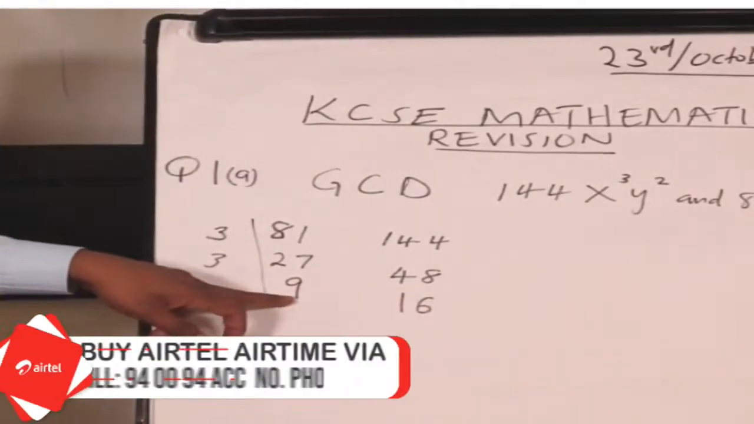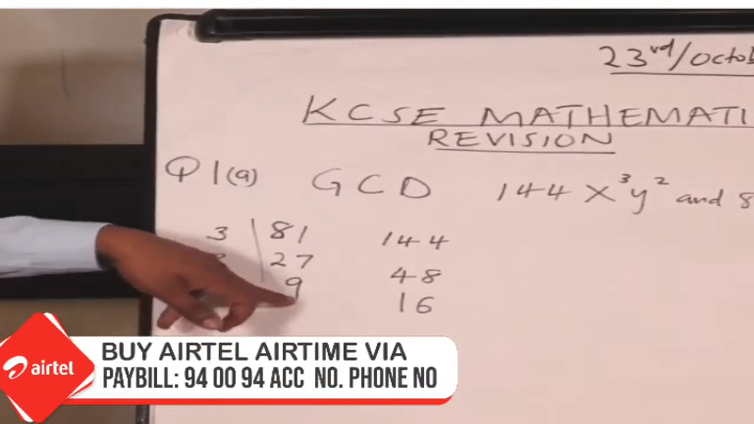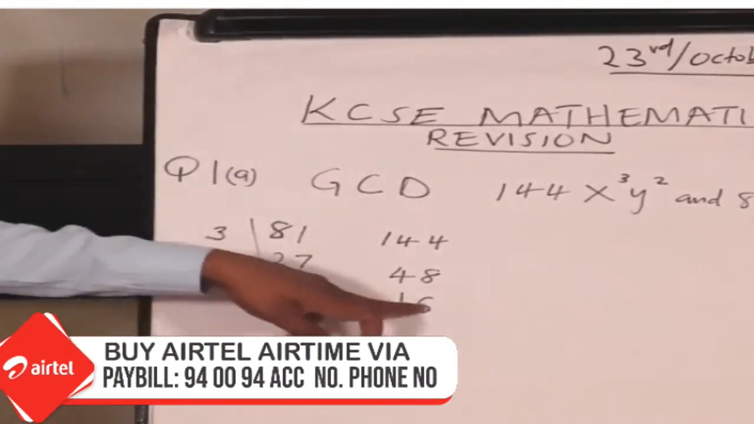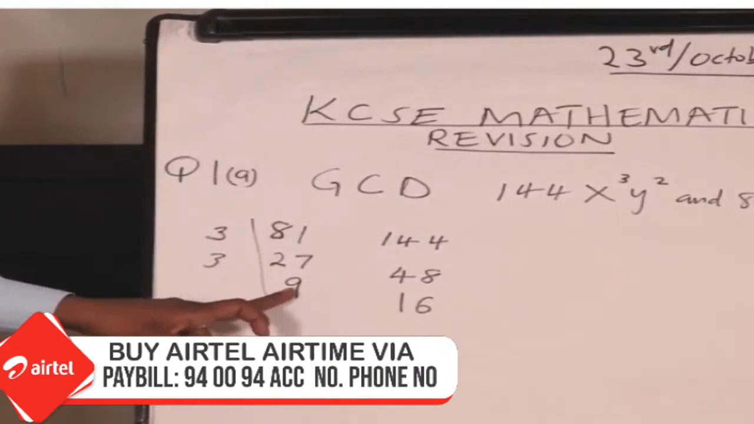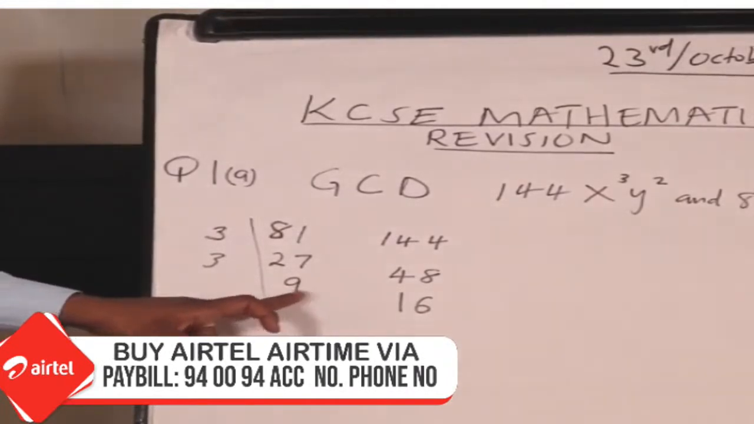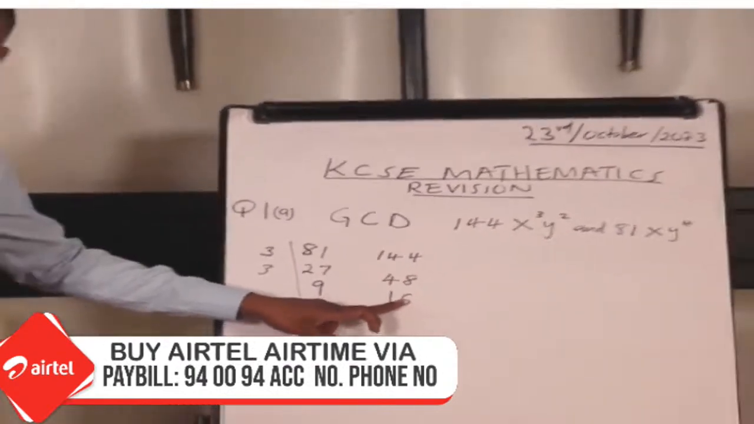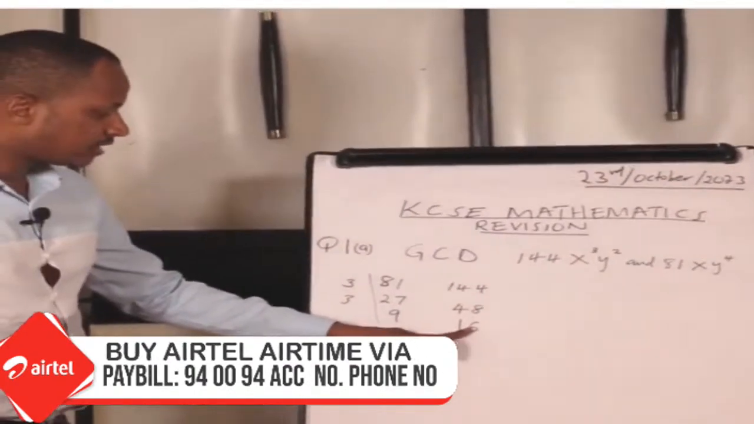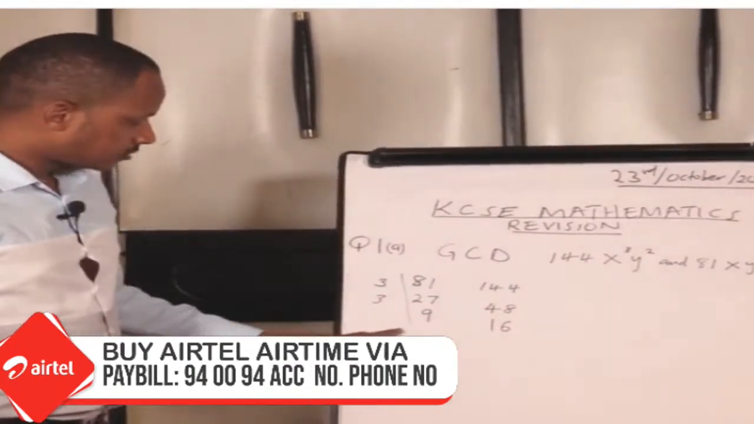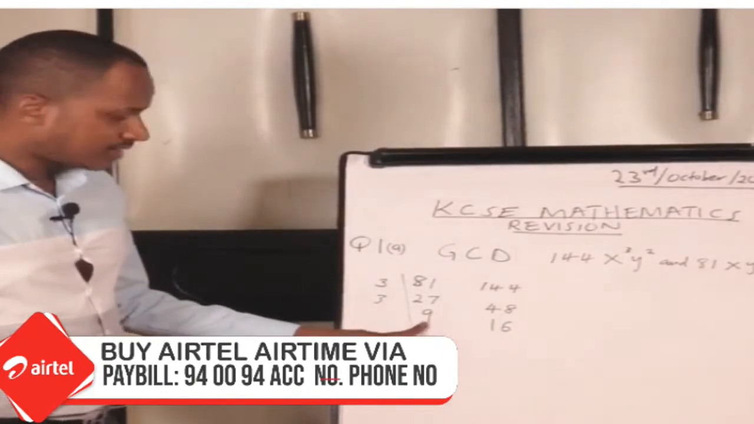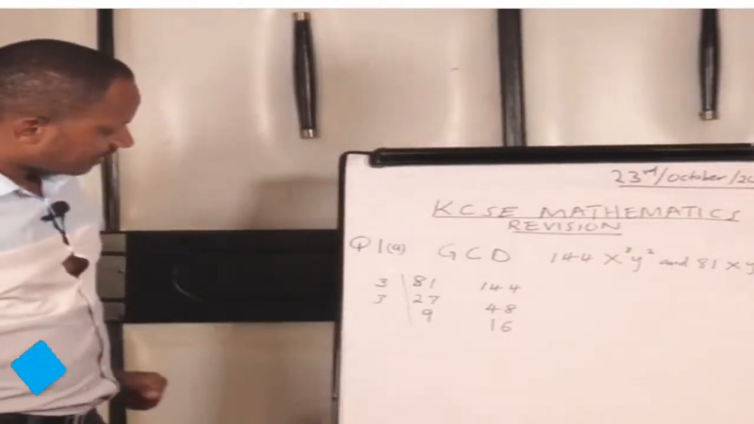Can 2 go into 9 without a remainder? Yes, it can go into 9, but there will be a remainder. Can 3 go into 9? Yes, it can go. Can it go into 16 without a remainder? There will be a remainder. It will go there 5 times remainder 1. Can 4 go here? There will be a remainder. So we leave it at that.